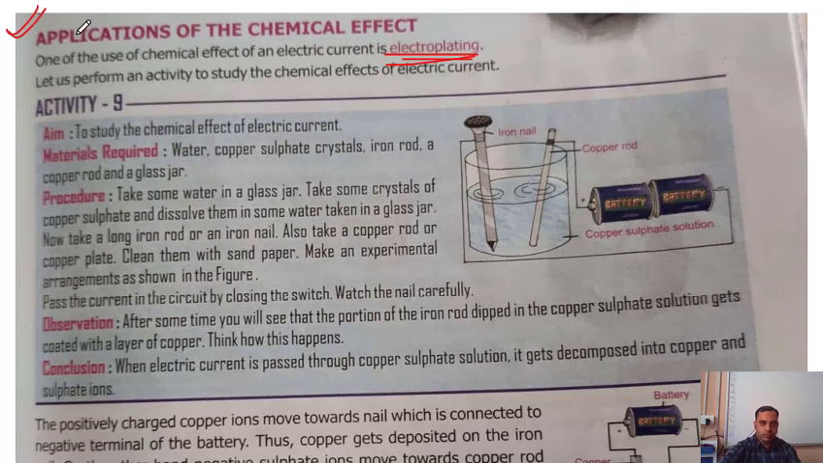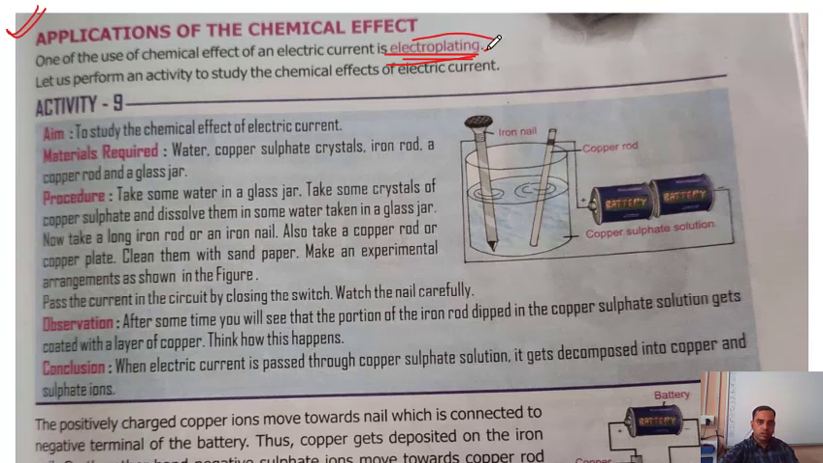So, application of the chemical effect. One use of the chemical effect of electric current is electroplating. This is very important. Let us perform an activity to study the chemical effect of electric current. This is activity 9. What is the aim of this activity? To study the chemical effect of electric current. What are the materials required? Water, copper sulfate crystals which are kept inside it, an iron rod or iron nail, a copper rod, and this is a glass jar in which water is being poured.